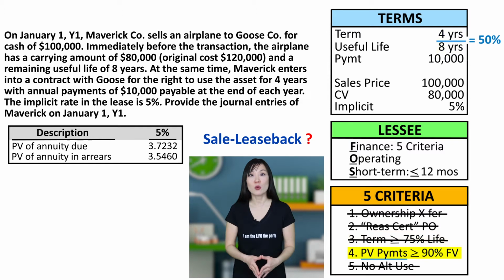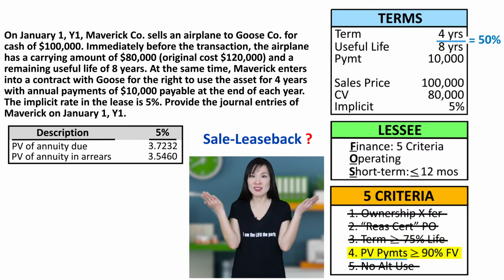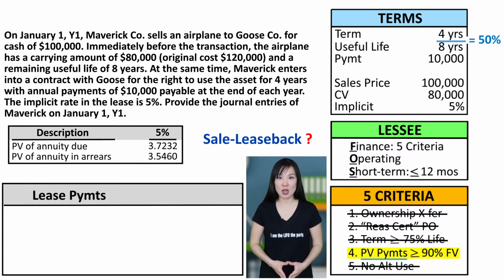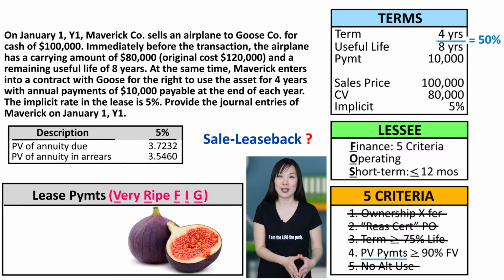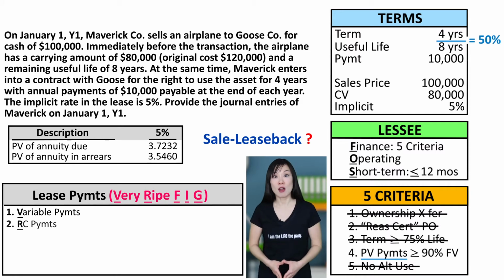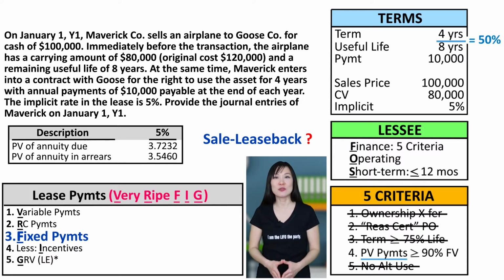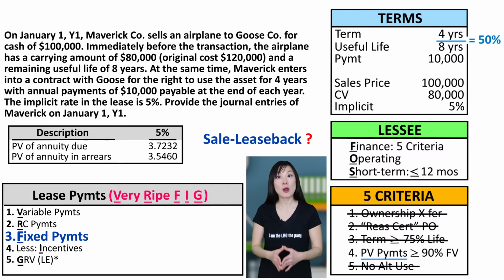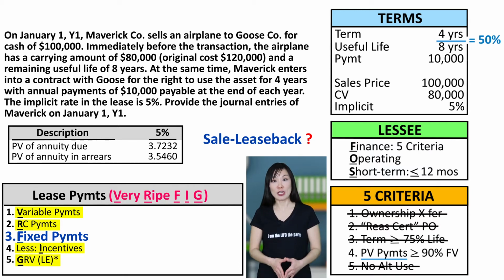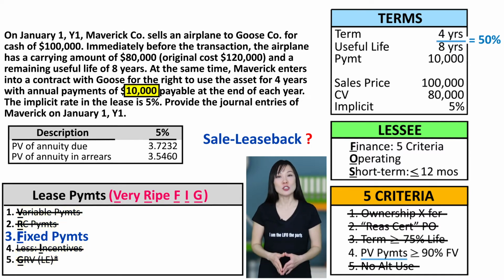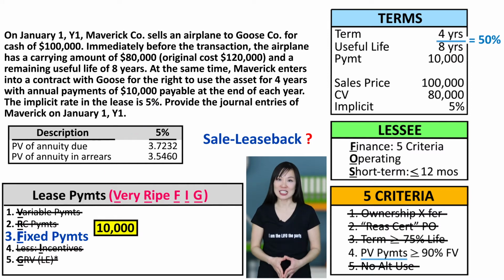And for criteria 4, we need the present value of the lease payments. What goes into the lease payments? Just remember, lease payments are a very ripe fig. V, variable payments. R, reasonably certain payments. F, fixed payments. I, less incentives. And G, any guaranteed residual value by the lessee. The prompt doesn't say anything about variable payments, reasonably certain payments, incentives, or any guaranteed residual value. Let's cross those off. We do have annual payments of $10,000.